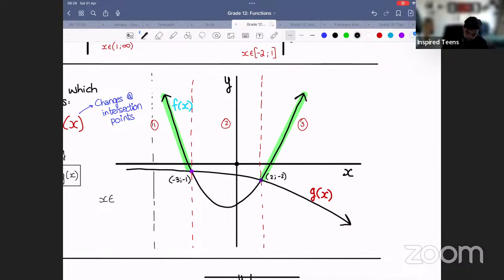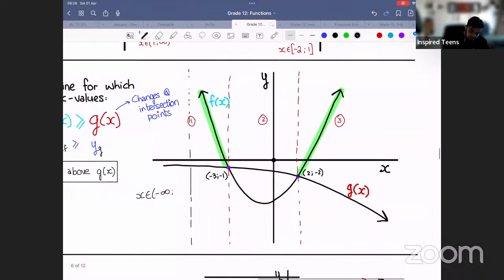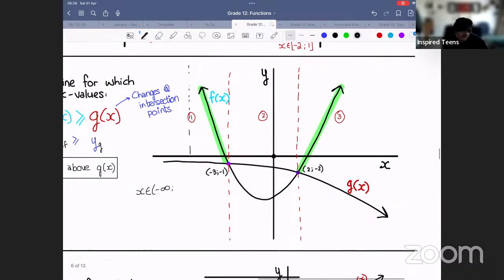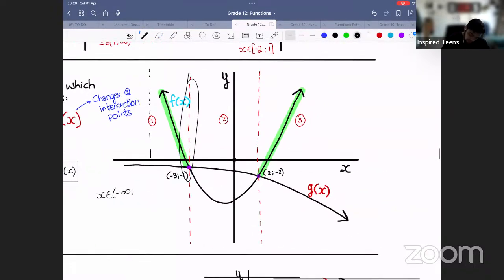So its most left value is negative infinity, and I don't include it because I never include infinity, right? That's its most left value, negative infinity. What does it go up until? Oh, it stops at this red line. That makes sense because remember we said at every intersection point, they flip. So if f of x is above g of x in section 1, in section 2, g of x is going to be above f of x.